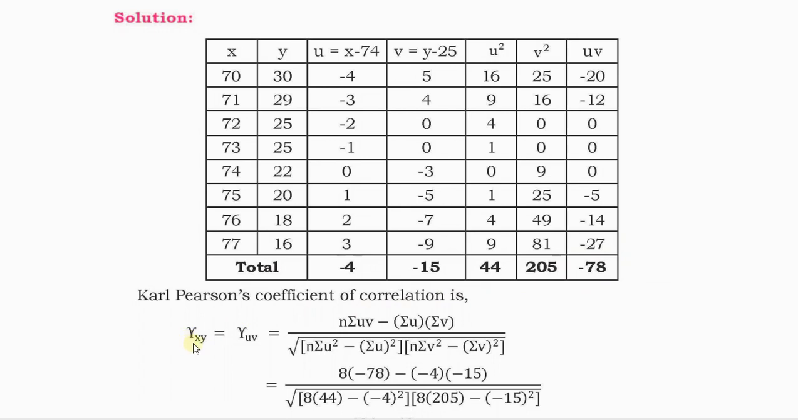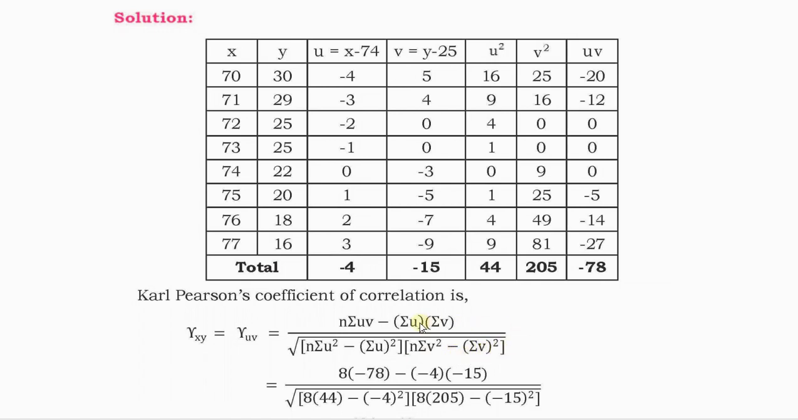Now here the change in the formula is: correlation coefficient of xy is equal to, now we have not taken the x and y here; instead of x we have taken u and instead of y we have taken v. So that becomes n into summation of, instead of xy we are writing u into v, minus, instead of summation of x and summation of y, we are writing summation of u and summation of v, divided by root of n into summation of u square minus summation of u whole square, that into n into summation of v square minus summation of v whole square.